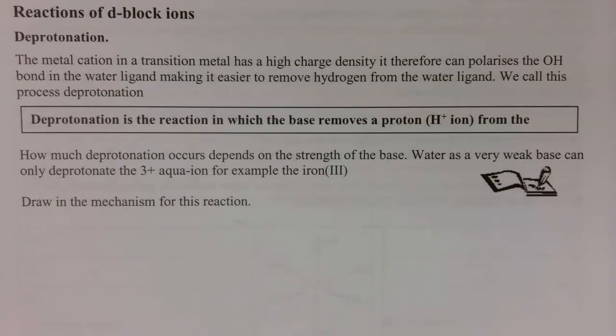So the first reaction we're going to look at is deprotonation, which does exactly what you think it does. It removes a proton, a hydrogen ion, from the transition metal complex. How much deprotonation occurs depends upon the strength of the base. So water, which is a very weak base, can only deprotonate 3+ ions. The example we're going to use is the iron 3 ion.